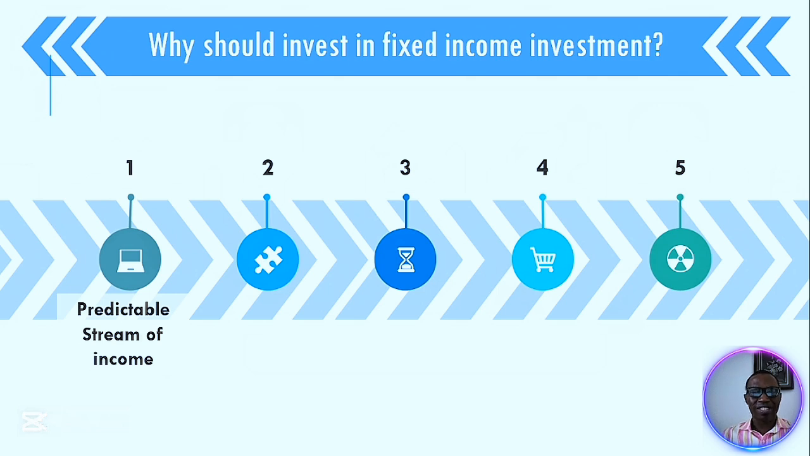For instance, FGN savings bonds that pay 4 times in a year, you can decide to be using it quarterly. Now, I'm expecting this amount this quarter, and you know it is fixed, which means you can budget with it. That's one beautiful thing about fixed income investment. You can budget with it. So it gives you a predictable stream of income.